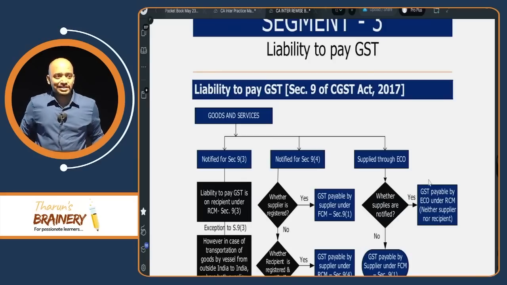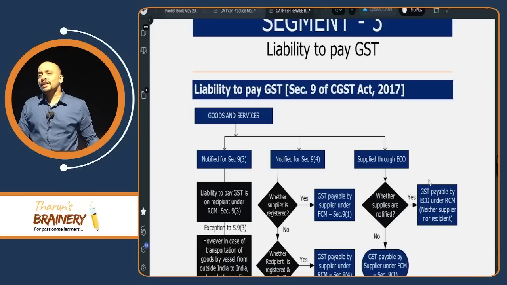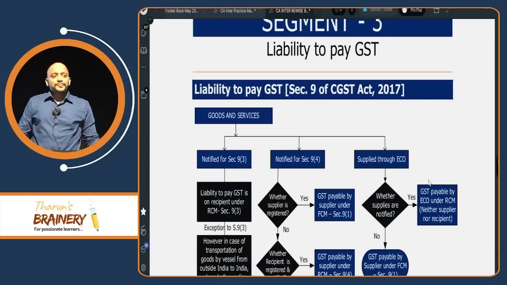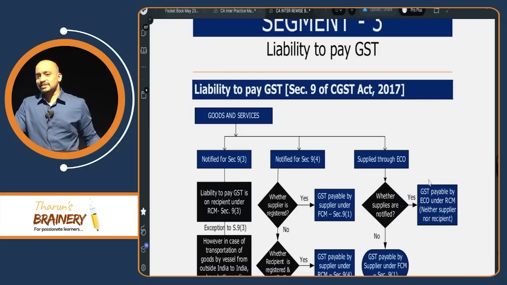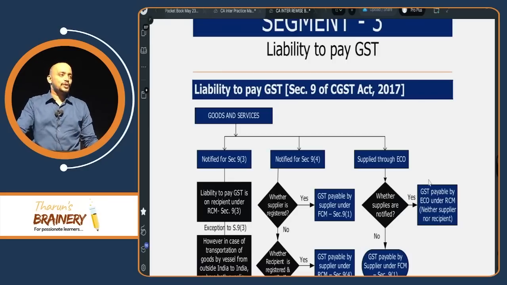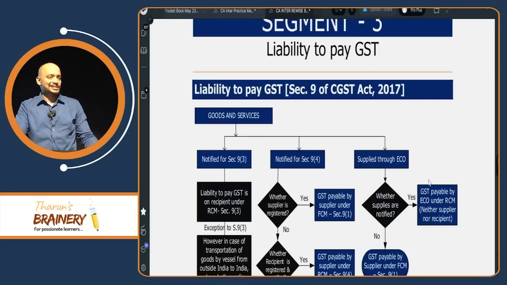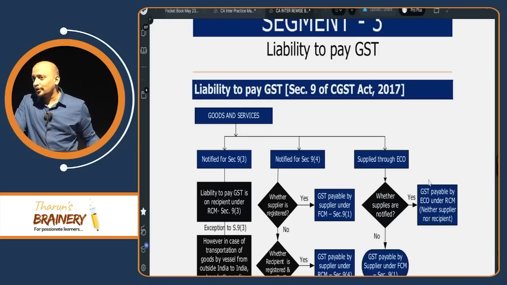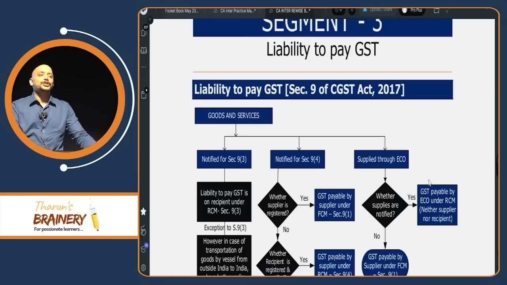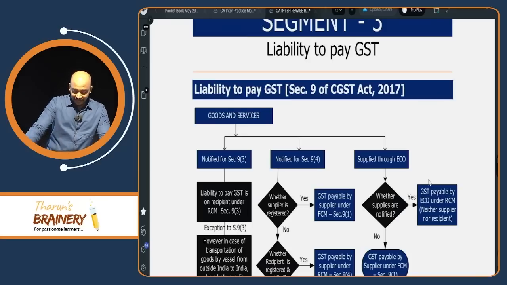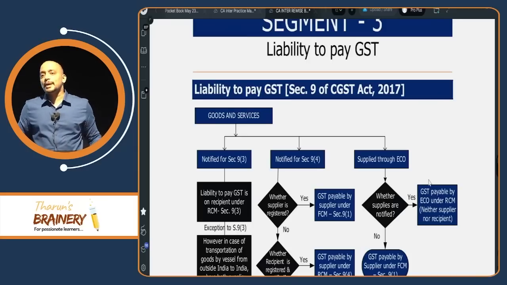Notified goods and services. Then 9(4), when applicable? Inward supply of a promoter or builder from an unregistered person. There is a promoter or builder. What will a promoter or builder do? They will do the construction. So they will be making purchases from an unregistered person. On purchases of a promoter or builder from an unregistered person, they need to pay GST under RCM. And when will 9 subsection 5 be applicable? In case of notified services through an e-commerce operator.